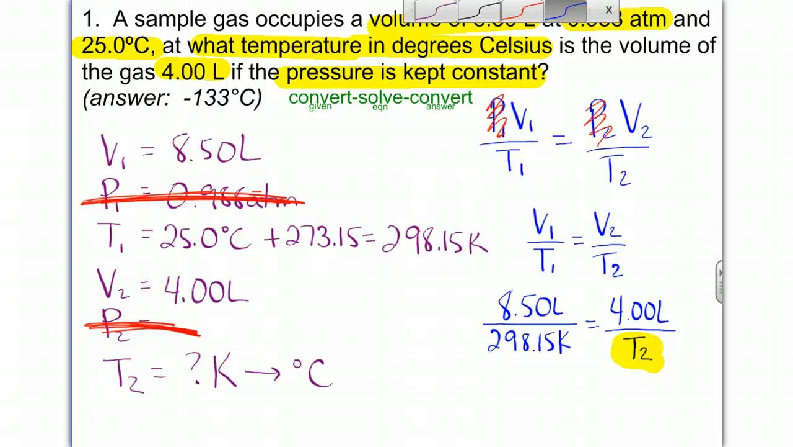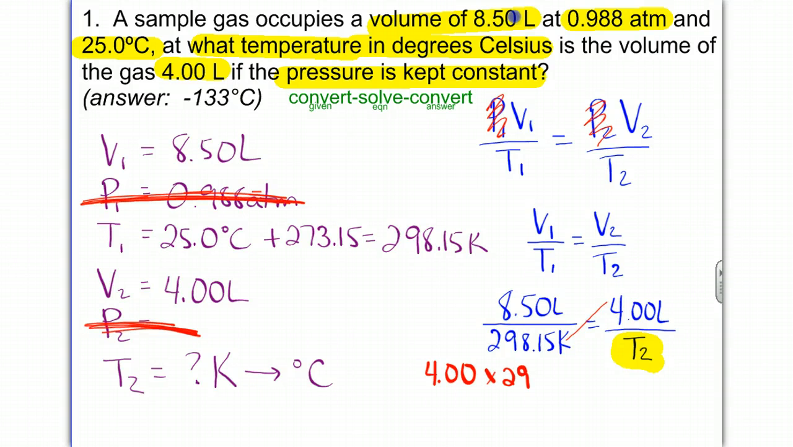Since T2 is what we're trying to solve for, we're going to use a method called cross multiplying. You will start by multiplying 4.00 times 298.15. You will then divide by 8.50.